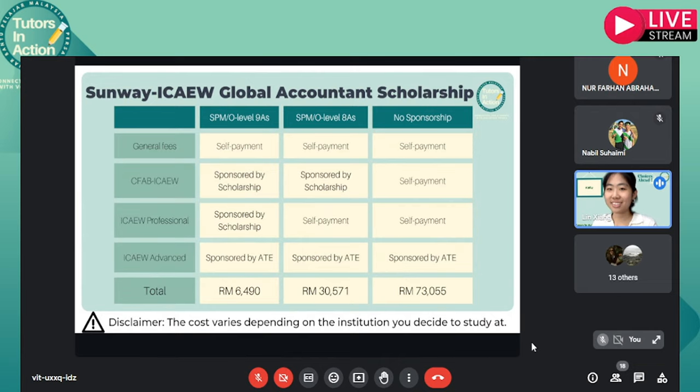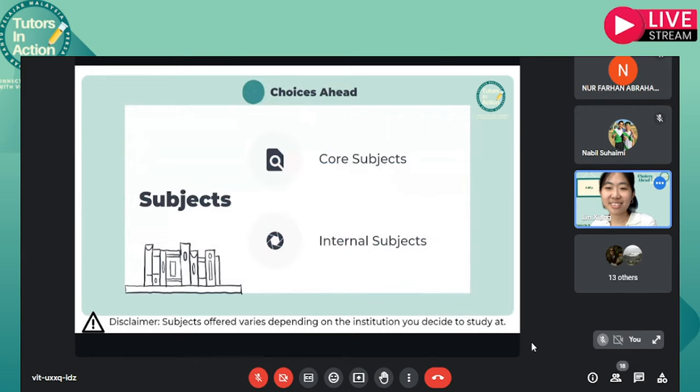Right, so next slide. So we have the subjects. Us students like to call them core subjects and internal subjects. Core subjects are basically the subjects that determine whether you qualify as a chartered accountant or not, and these are the papers that are set by ICAW in the UK. And the internal subjects, it's not that nice to put it this way, but to be honest, they're not that important. Anyways, so next slide, please.